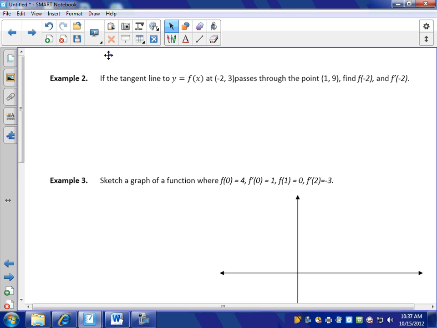Okay. This is a question that would confuse a lot of people. So first thing is you got to understand why you would find it confusing, and second of all, you got to understand how to figure it out. It says if the tangent line to y equals f of x, are we actually given a rule for the function? No, we're not. To y equals f of x at negative 2, 3 passes through the point 1, 9. I need to find f of negative 2. I need to find f prime of negative 2. Any thoughts at all?